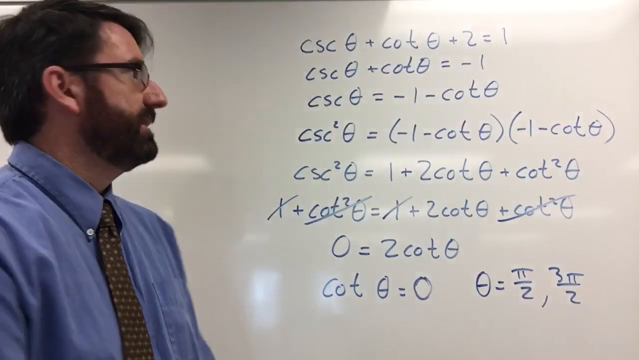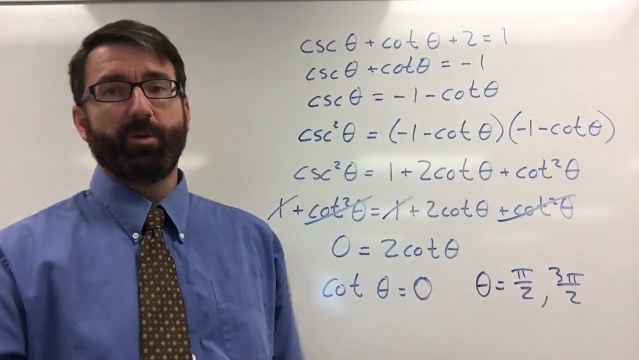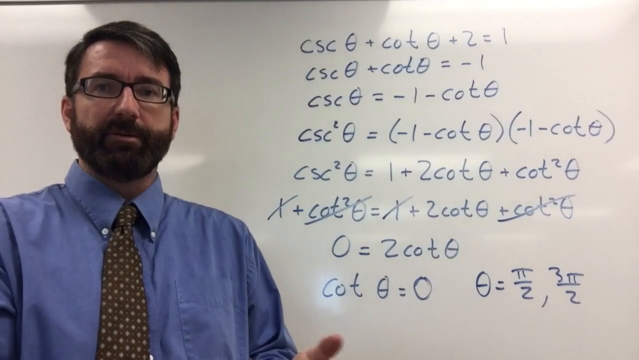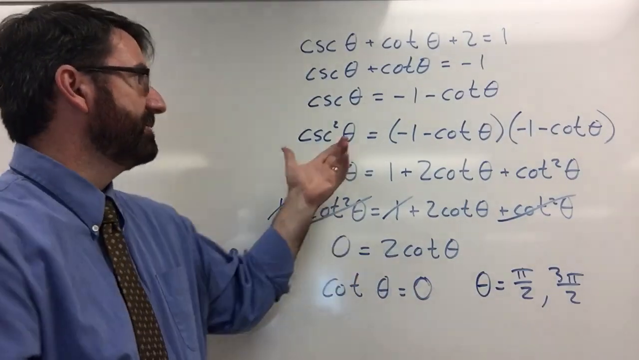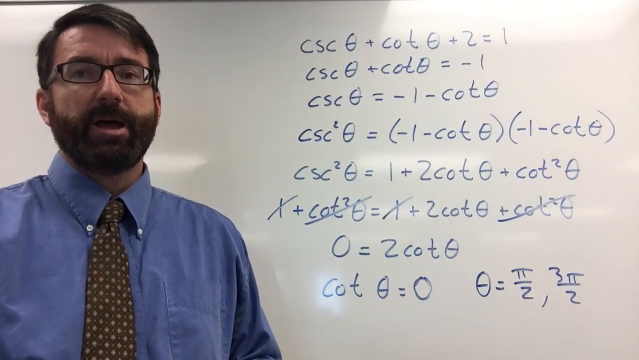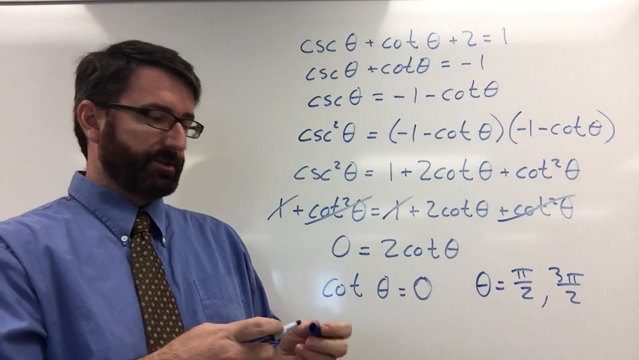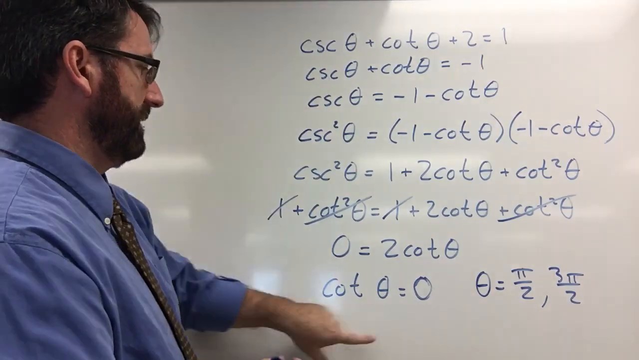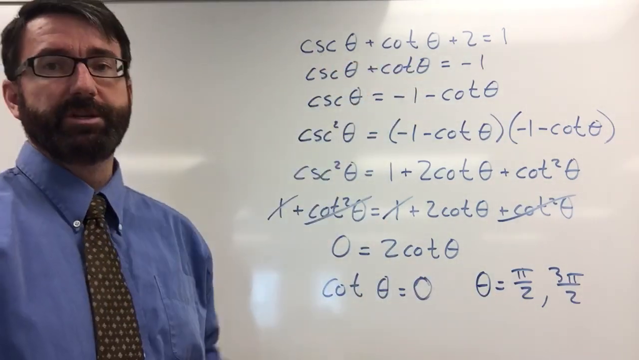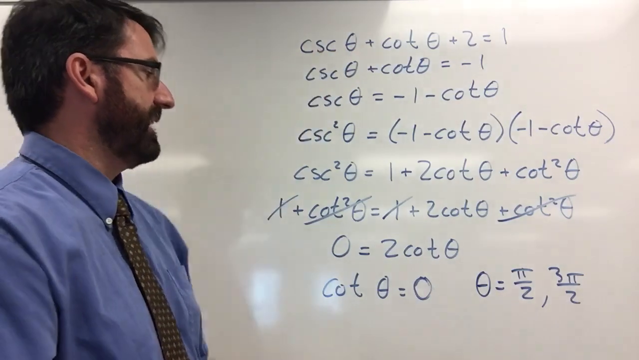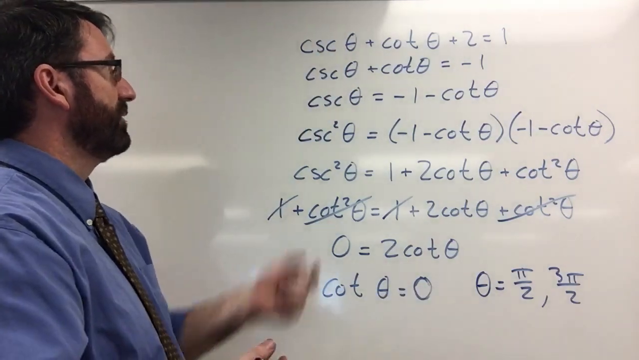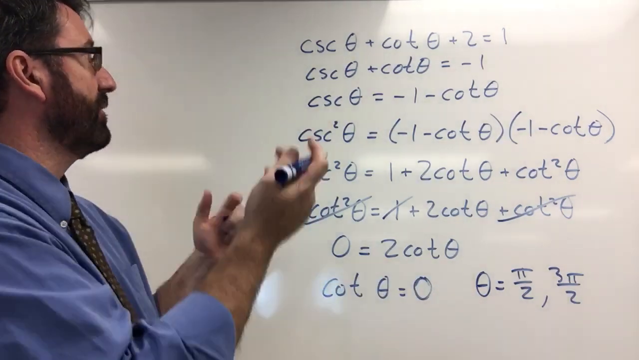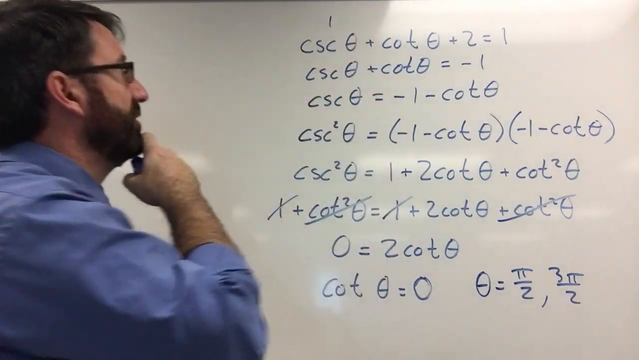Now, remember that whenever we square both sides of an equation, we need to go back and check to make sure that the solutions that we found are legitimate solutions. Because sometimes when we square both sides of an equation, we end up introducing extraneous solutions. So let's go back and plug in pi over 2 in our original equation up here. So the cosecant of pi over 2, well, cosecant's 1 over sine. Sine of pi over 2 is 1, so the cosecant is also going to be 1.